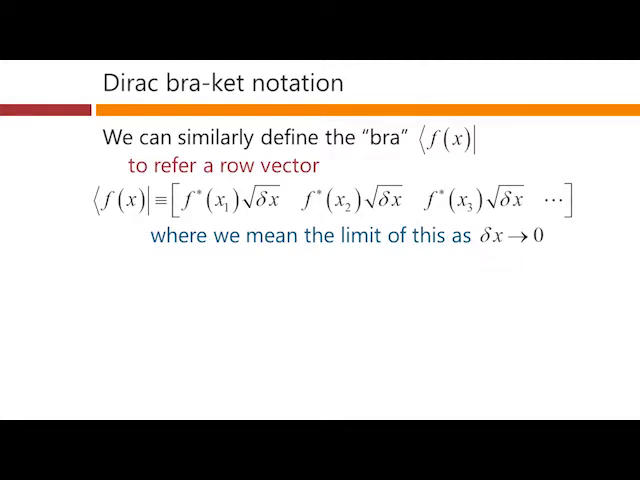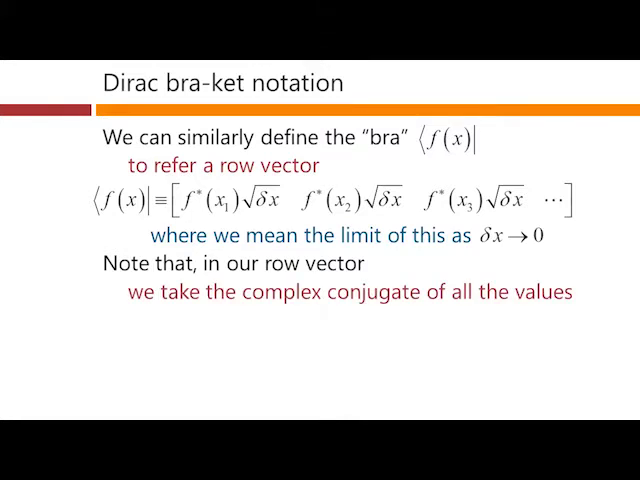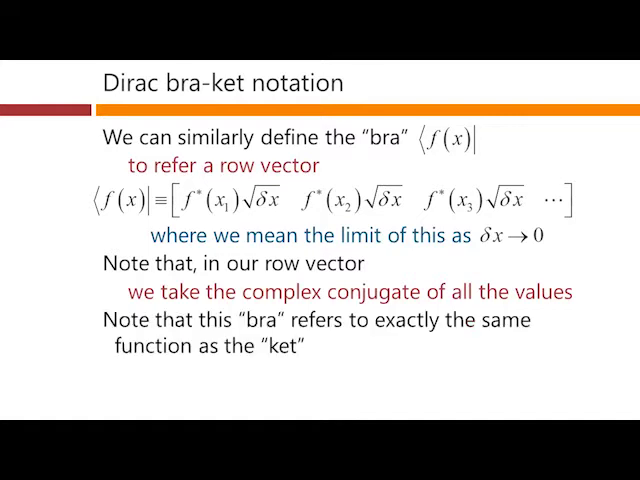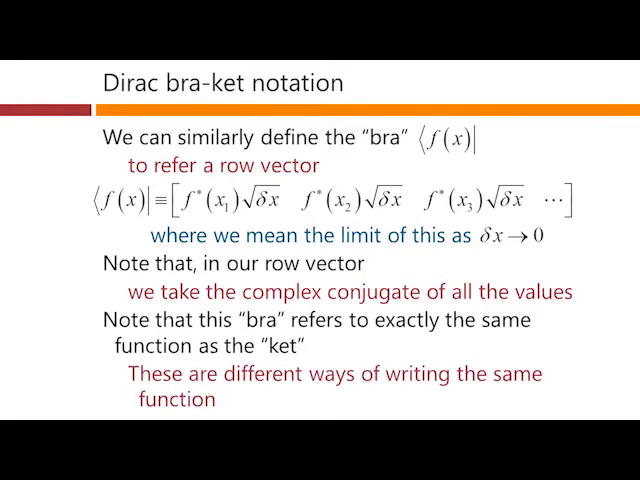So the bra vector represents the same function, but it's a row vector version, and we write down the complex conjugates of all of the values of the function at each of the different points, the arguments x1, x2, and x3. So note then, in our row vector, we take the complex conjugate of all of these values. Note that this bra here refers to exactly the same function as the ket did. These are just different ways of writing the same function, and it might seem a little odd that we put the complex conjugate in here, but that turns out to be very useful, as we will see.